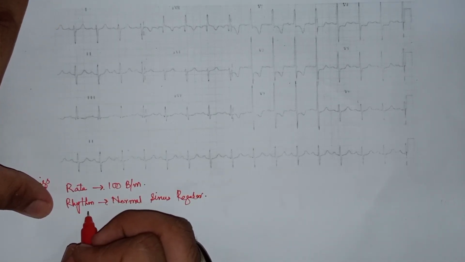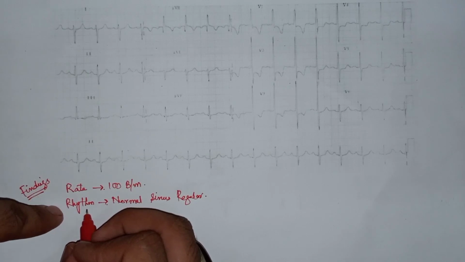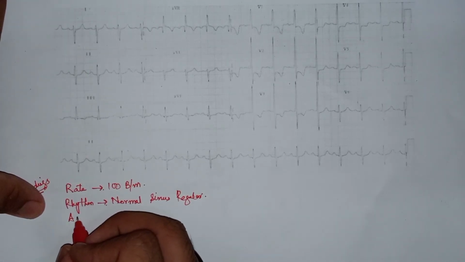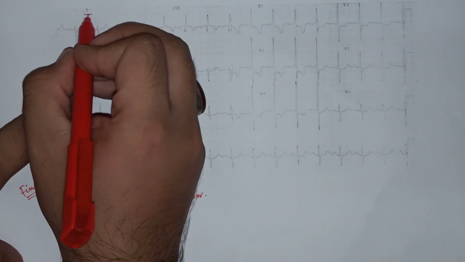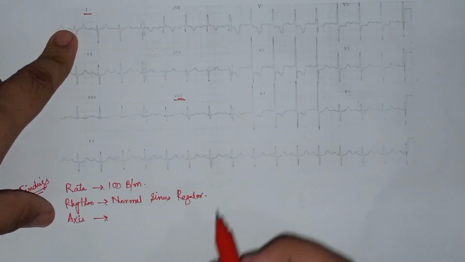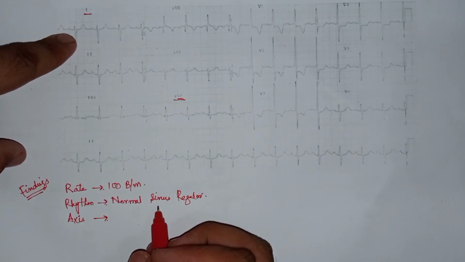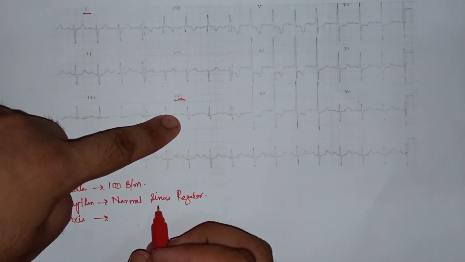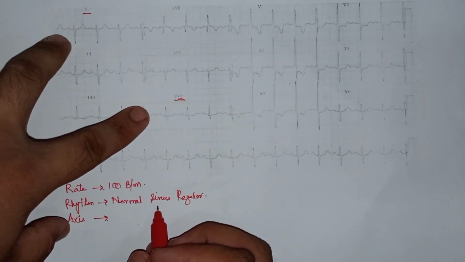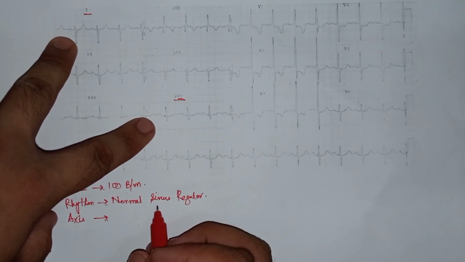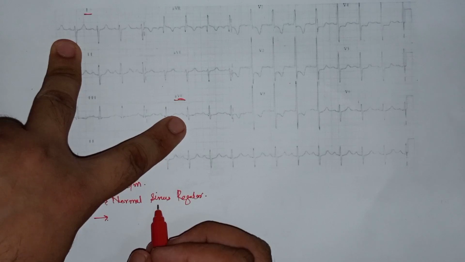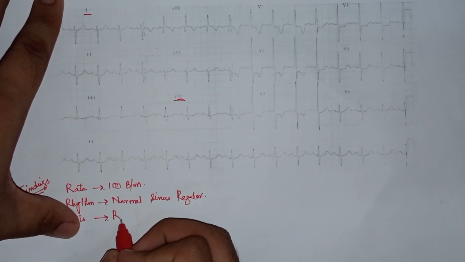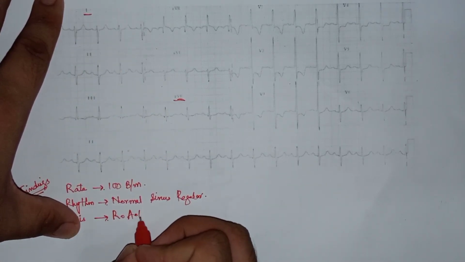Now come to the third step, the A of the mnemonic RAHIB, that is axis. As you can see here, check the axis in lead 1 and aVF. It shows a downward deflection in lead 1 and an upward deflection of the QRS complex in lead aVF. So remember the mnemonic: right is equal to returns. As you can see here, right returns. So in this case, there is right axis deviation.